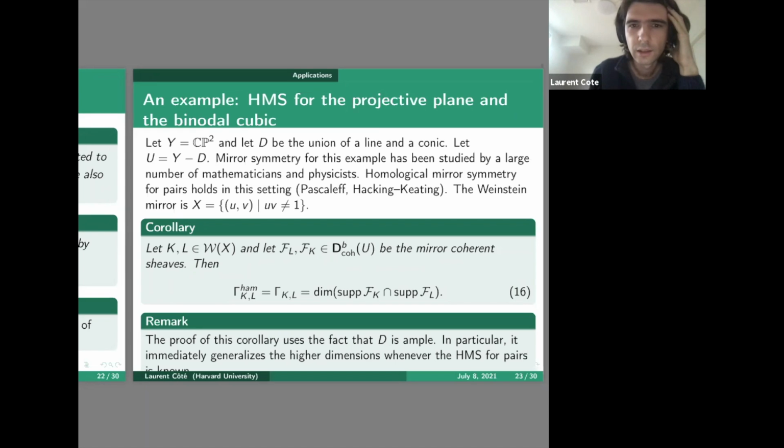And in this case, we can actually compute everything. So if you pick a pair of Lagrangians on the Fukaya side, and you take F_L and F_K to be the mirror coherent sheaves, then the growth function of this pair of Lagrangians is the dimension of the intersection of the support of F_K and F_L. The proof of this essentially uses the fact that this divisor is an ample divisor. So it would immediately generalize to higher dimensions if we knew homological mirror symmetry for pairs. I'm not entirely sure of the state of the literature at the moment, but my understanding is that this is certainly expected and may already be known.